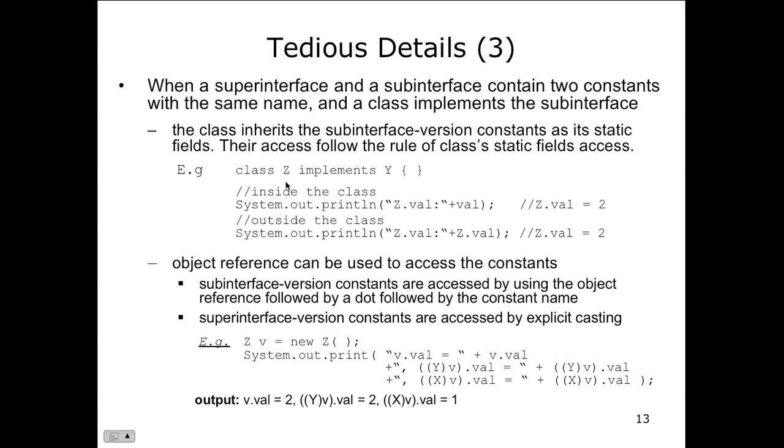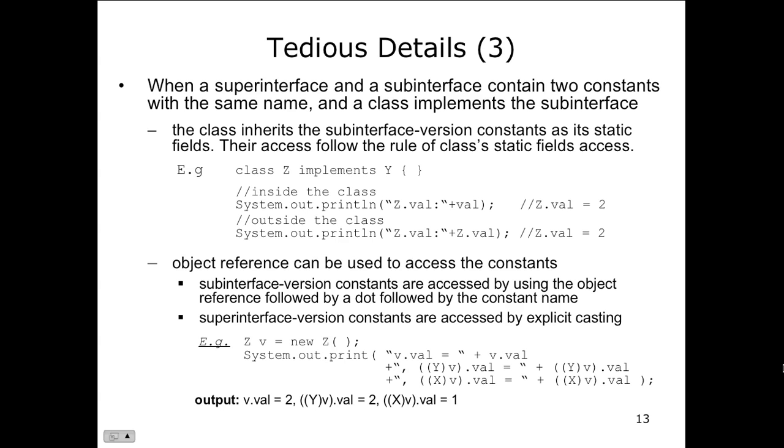So class Z implements Y. Inside of the class, System.out z.value, and the value is equal to 2 because it's implementing Y. And then we have z.value again, and it's also going to be equal to 2. So the access follows the rule of the class's static field. It's from a class level. Once we've implemented it in a class, the behavior is from the class.